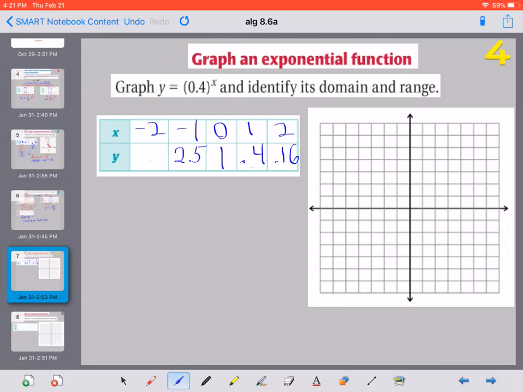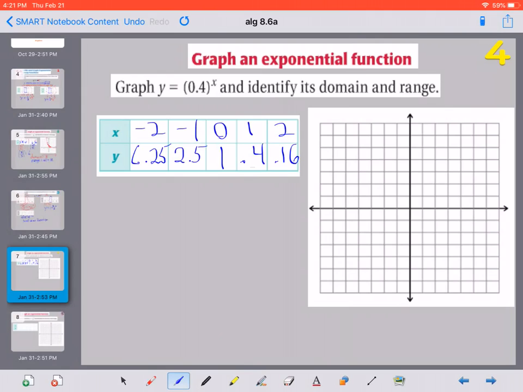And 0.4 to the -2 power gives us 6.25. Now I would just put those in your calculator. I think that is the easiest way to go for these problems.